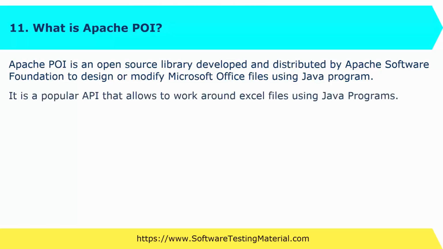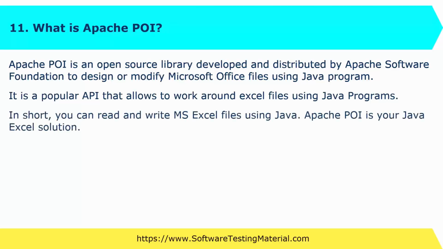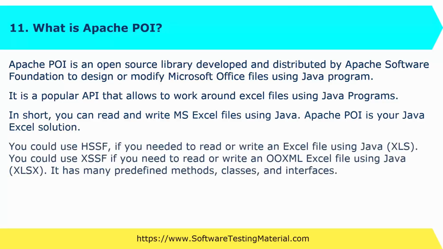It is a popular API that allows you to work around Excel files using Java programs. In short, you can read and write MS Excel files using Java. Apache POI is your Java Excel solution. You could use HSSF if you need to read or write an Excel file using Java XLS. You could use XSSF if you need to read or write an XML Excel file using Java XLSX. It has many predefined methods, classes, and interfaces.